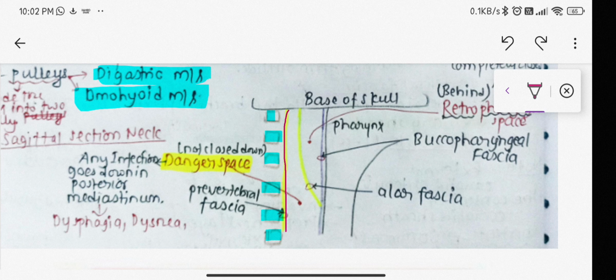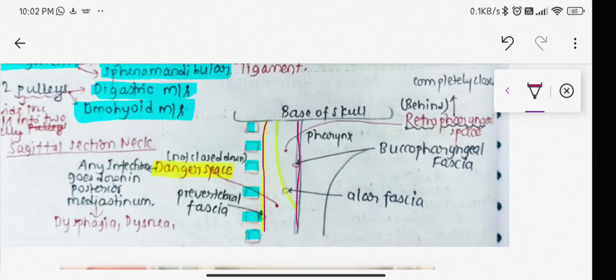Okay, that is known as buccopharyngeal fascia. This is buccopharyngeal fascia, and this prevertebral fascia is actually divided into two layers, split into two layers. One is the anterior layer, another is the posterior layer. The anterior layer is also known as alar fascia.